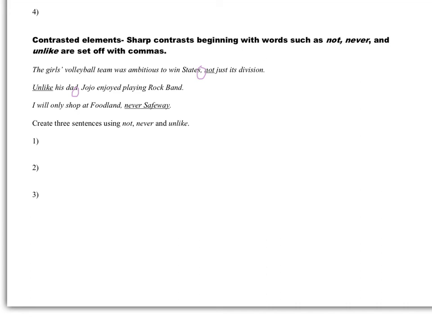Last sentence. I will only shop at Foodland, never Safeway. Again, the contrasted element is at the end of the sentence. Therefore, your comma would separate it from the main clause. So those are 2 uses of the comma.